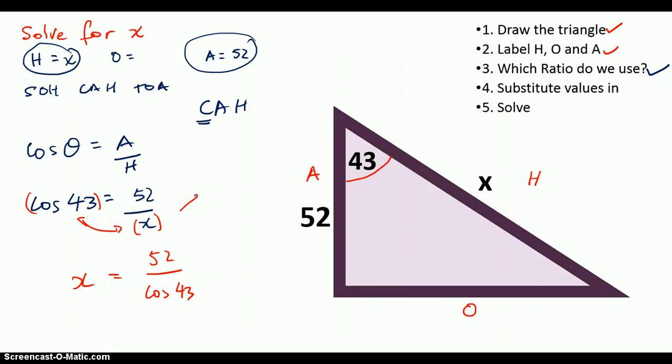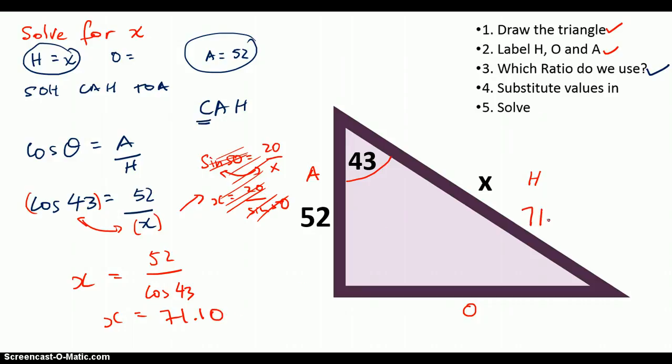So just as a side example here, if you had something like sine 50 equals 20 over x, all you would need to do here is just swap those two values. So this would become x equals 20 over sine 50. Okay, but don't worry about that at this stage because that's not part of the question. So after you plug this into your calculator, you should get a value of x equals 71.10. So in this case, x equals 71.10.